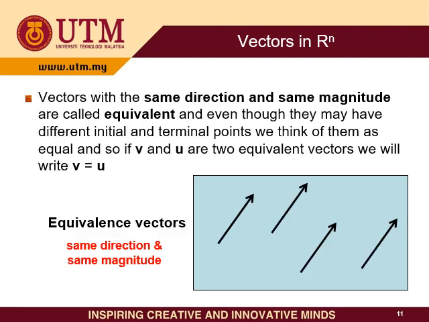Vectors with the same direction and the same magnitude are called equivalent. Even though they may have different initial and terminal points, we think of them as equal. So if v and u are two equivalent vectors, we write v = u. Equivalent vectors mean the same direction and the same magnitude. This one here, all the same direction and the same magnitude, so we call it equivalent.